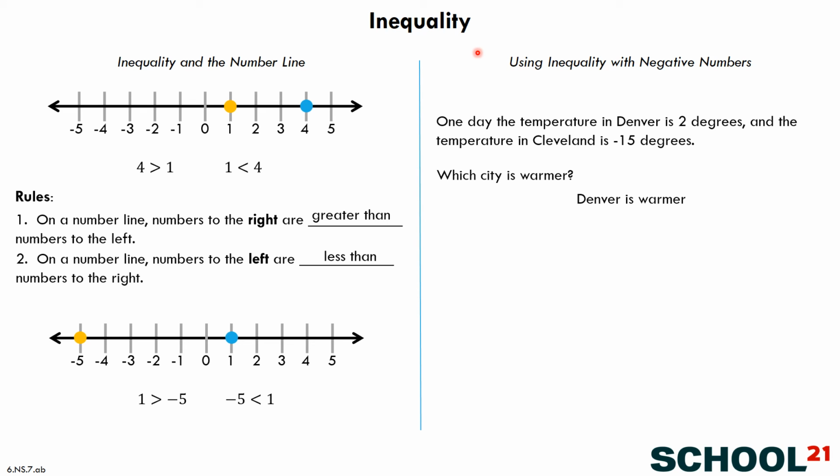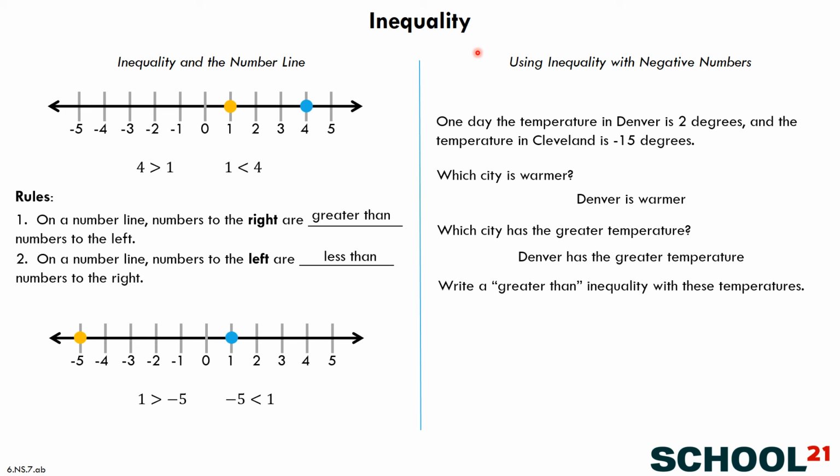Okay? Now let's ask another question, which is really the same question. Which city has the greater temperature? Denver. That's right. Denver has the greater temperature. It's warmer. 2 is greater than -15. So write a greater than inequality with these temperatures. 2 is greater than -15. Very good. And then, can you write a less than inequality with these temperatures? -15 is less than 2.